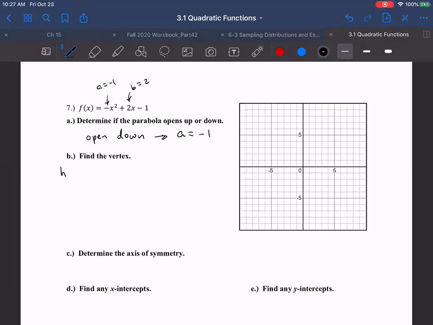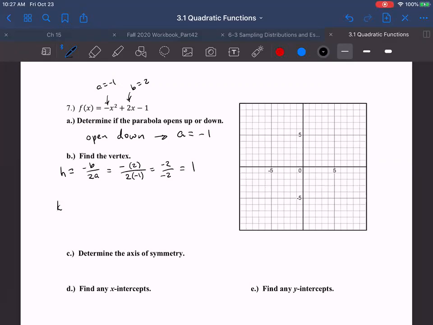So now we need to find h. H is negative b over 2a. So this is negative of b, which is 2, so negative 2 over 2 times negative 1. And so this will be negative 2 over negative 2, which will just be 1. So we'll have a value of 1 for h.